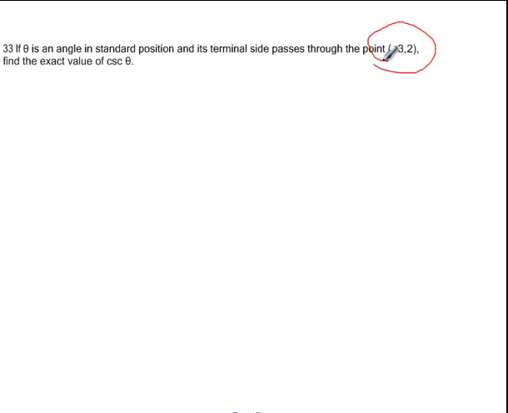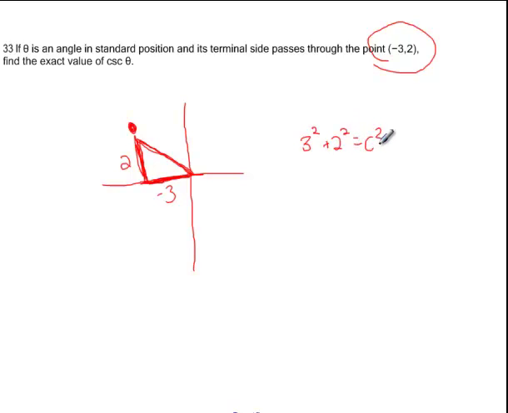Okay, we have a point, -3, 2. So I'm going to take a graph. I'm going to go over -3 and up 2. And there's my point. So I went over -3, I went up 2, and voila, I make a triangle because it's trigonometry. I do Pythagorean's theorem and figure out C is the square root of 13.